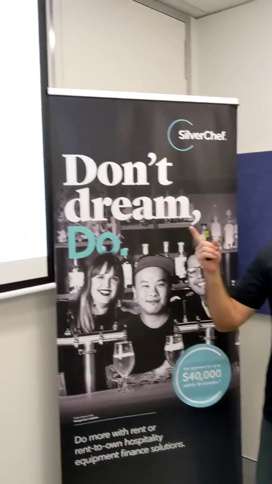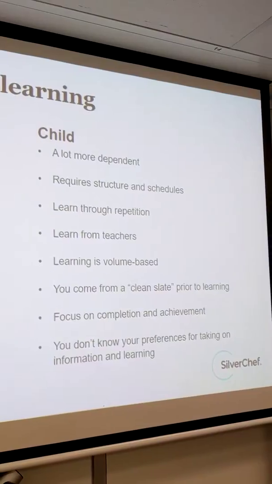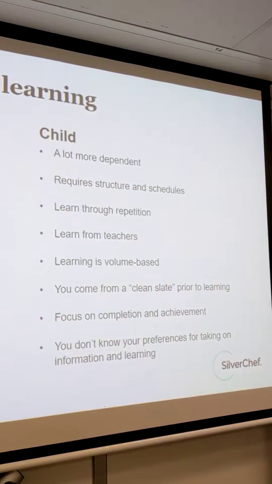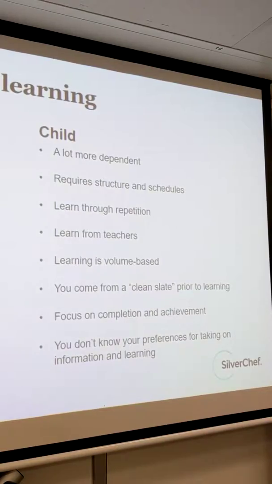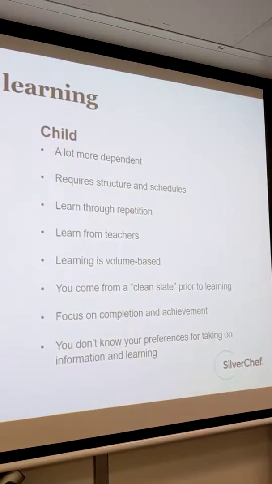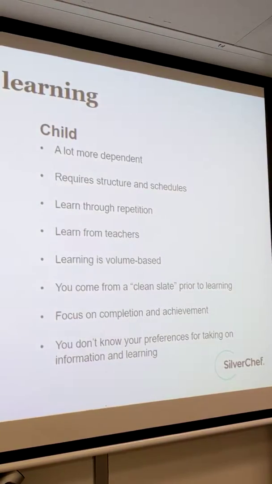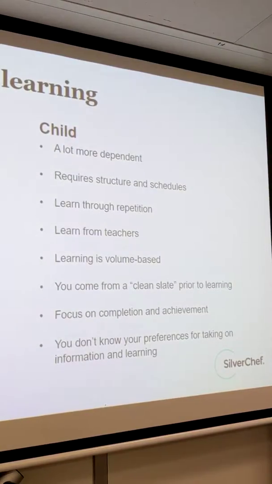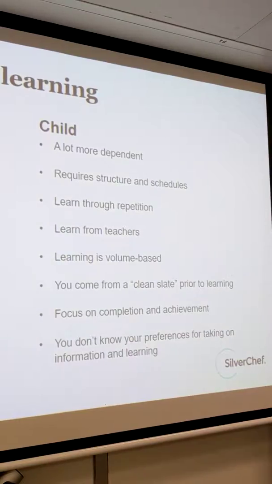So our first list that we have today is around how children learn. Now, if I quickly run through the list, a couple of the items that we've got here: children typically tend to be a lot more dependent, so they rely on others to help them learn. They require structures and schedules, so we all remember back to our childhood and school and terms and days of the week. So there's lots of structure and schedules around learning.